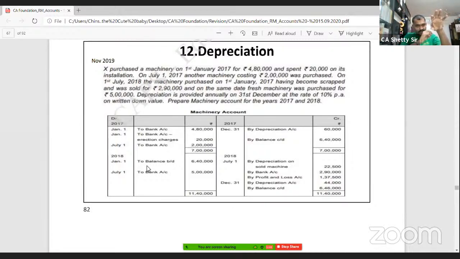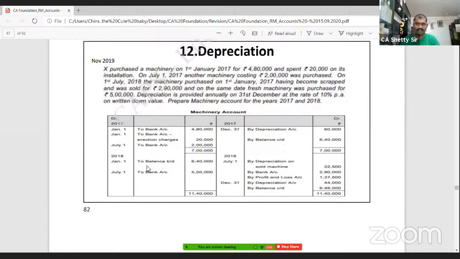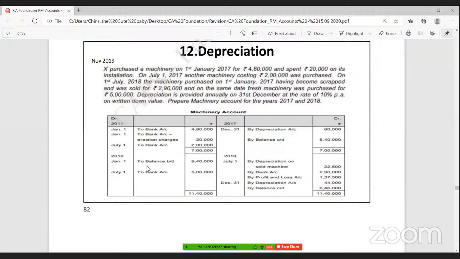Therefore, to P&L account, profit on sale. I think it is 1,72,500. 1,72,500. 4,50,000 and 1,72,500, total it. How much does it come to? 6,22,500. Hemalatha, very good.